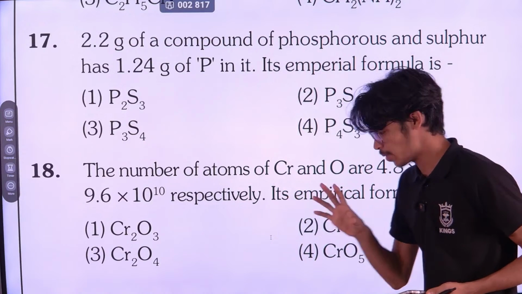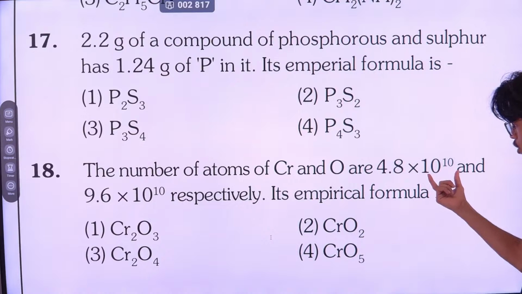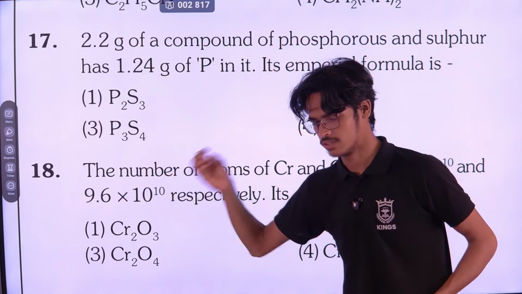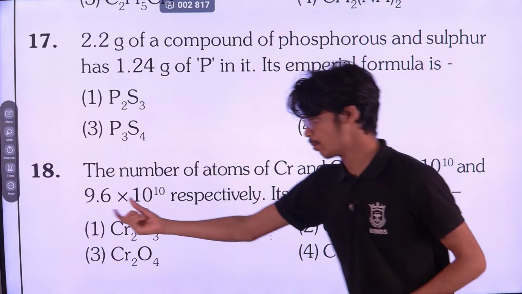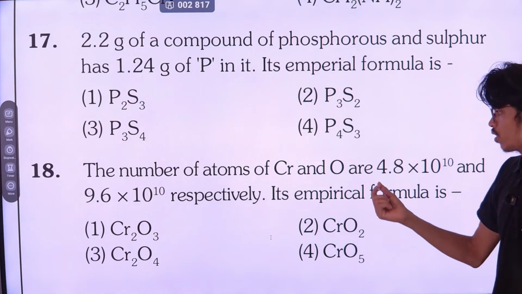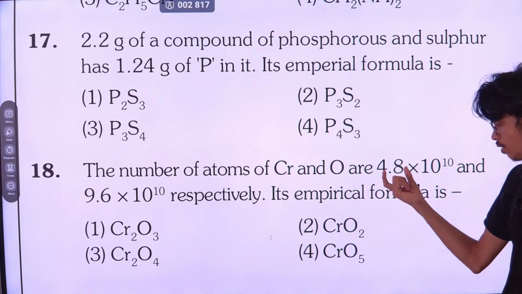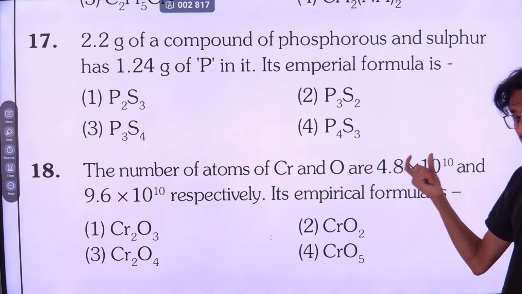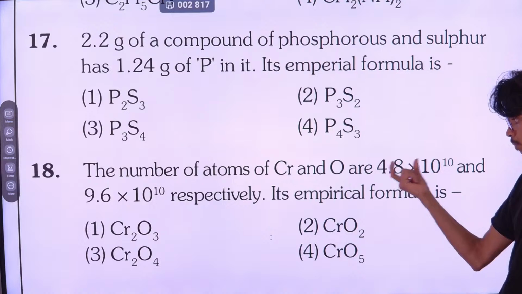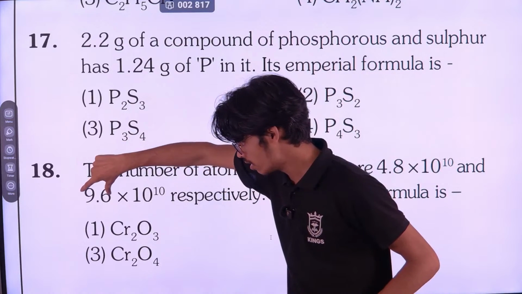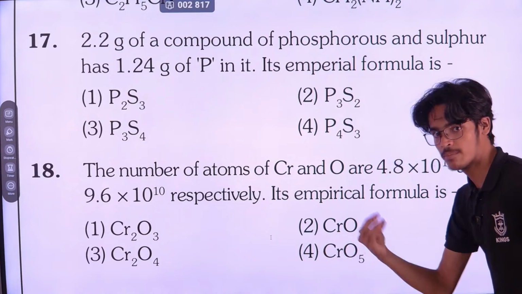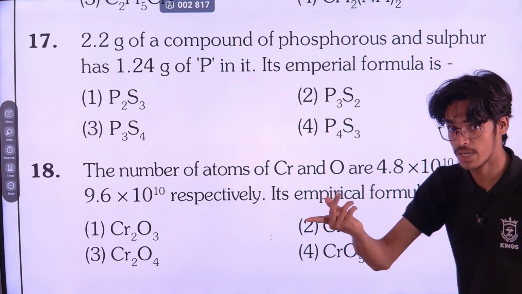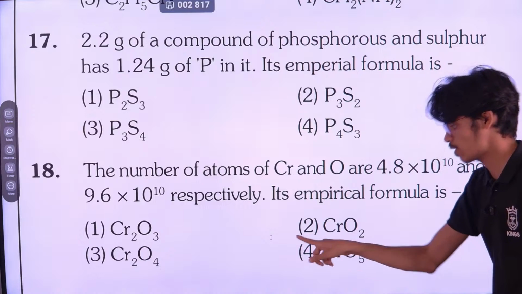Too easy a problem. It is 10 to the power 10, it is also 10 to the power 10, so forget about the zeros. This is 4.8, this is 9.6. The number of atoms of chromium, you multiply by 2 to get the number of atoms of oxygen. The number of atoms of chromium is 1, multiply by 2 to get the amount of oxygen. That's why option number 2 is the right answer.